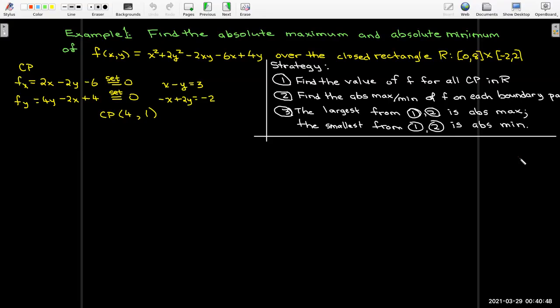Those are the coordinates of our critical point. So let's evaluate the function at that critical point, and we get a function value of -10. Now we've got to look on the boundary.